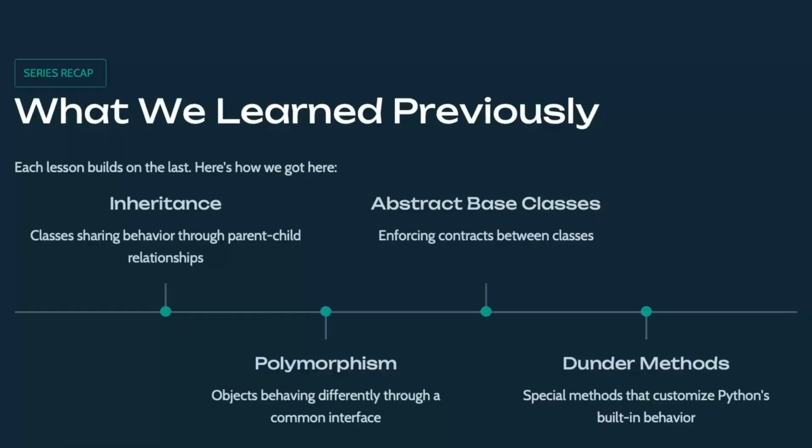Now, before we jump into Dunder methods, let's quickly recap. We started with inheritance, where child classes inherit behavior from parent classes. Then we learned polymorphism, where the same method call can produce different behavior depending on the object. After that, we learned abstract base classes, which allow us to enforce contracts between classes. Today, we will be taking another step, a step deeper into Python itself. We're going to learn how Python allows custom classes to interact with built-in language features through Dunder methods.